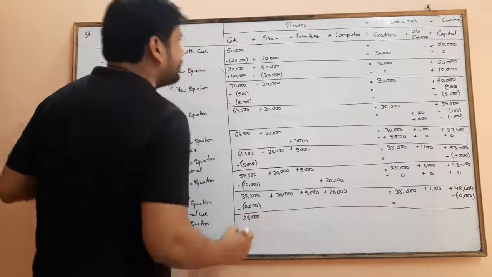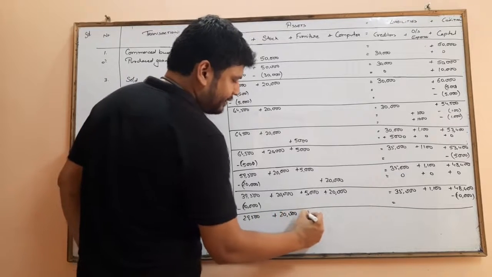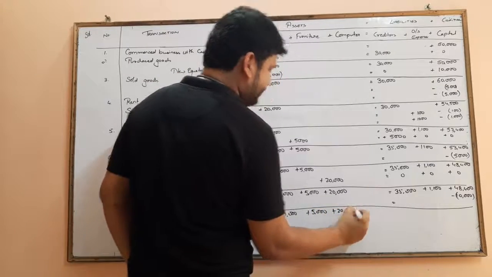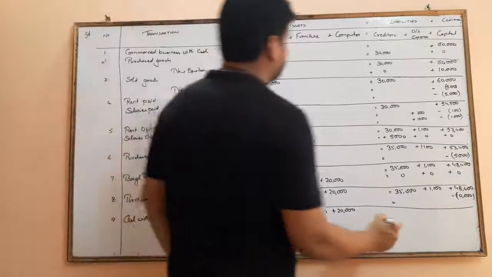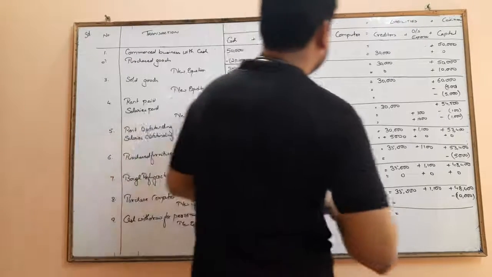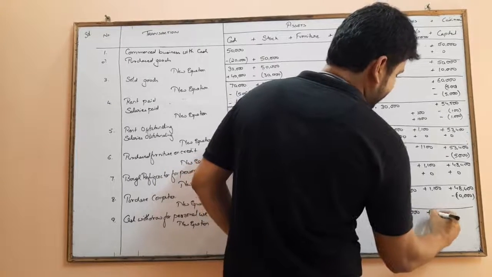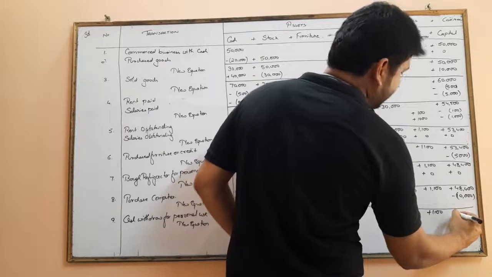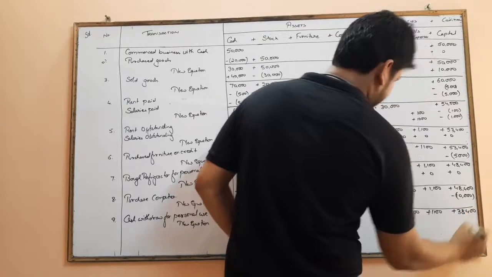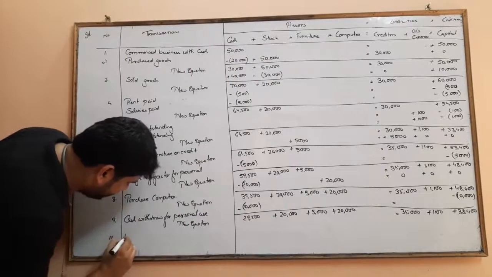29,500 cash, stock 20,000, plus 5,000 furniture, plus 20,000, that is your computer. Then we talk about your creditors, 35,000 rupees of creditors plus 1,100 of outstanding expenses plus capital of rupees 38,400. Now coming to the last one, that is interest on capital and interest on drawing.